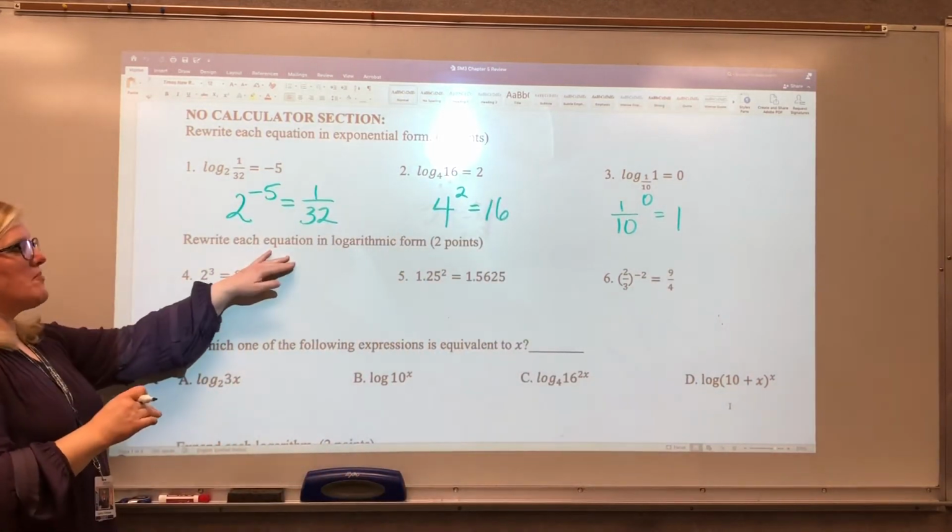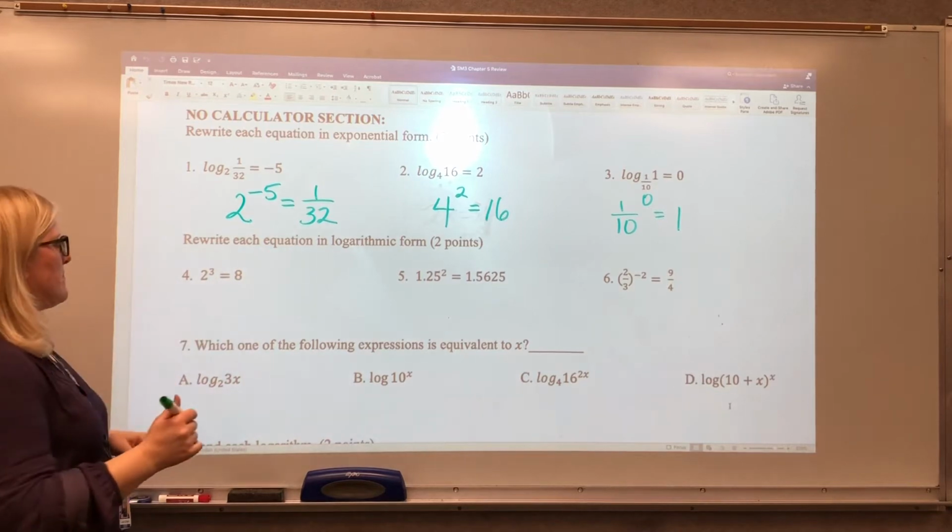Okay, and now we're going to do the opposite. We're writing it in logarithmic form.